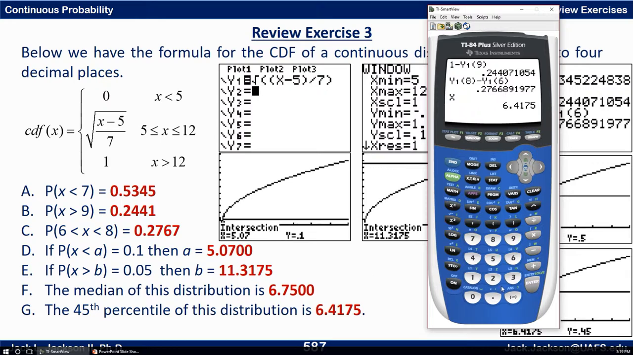And if you solve that equation, like I said, you would put the value here and square both sides. So you take the 0.45 and square it. Then you would multiply by 7 and then add 5. 6.4175. If you want to, you can say math and enter a couple times if you'd rather see it as a fraction.